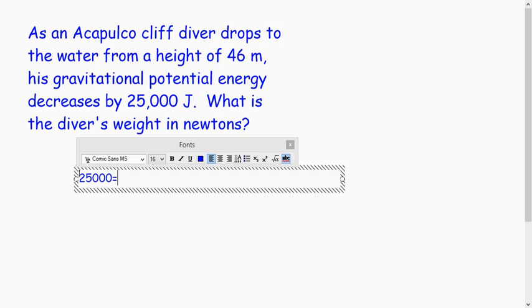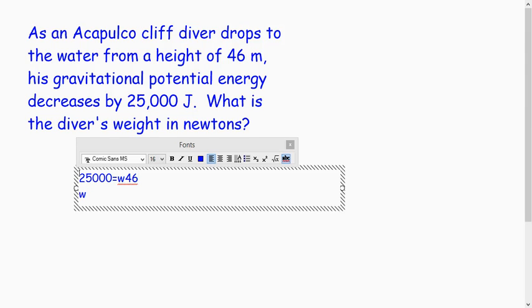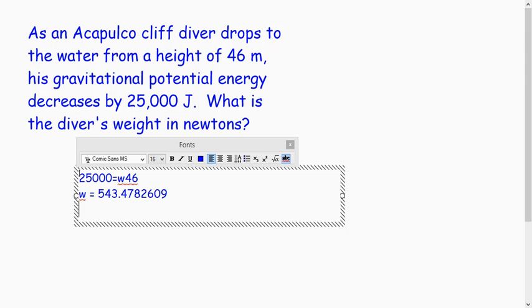And it doesn't give us the mass or gravity. We're looking for the weight, which is mass times gravity. So I'm going to just plug in a W for mg. And then the height is 46 meters. When I solve that for W, I get W is equal to 543.4782609, which when rounded to two significant figures gives me a weight of 540 newtons.